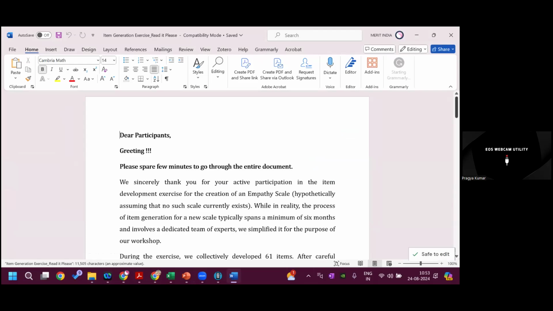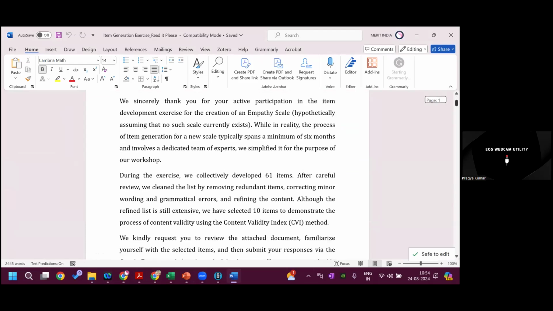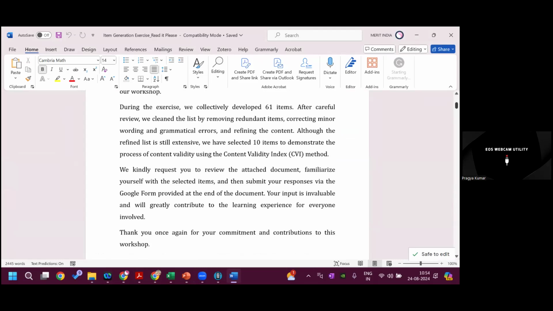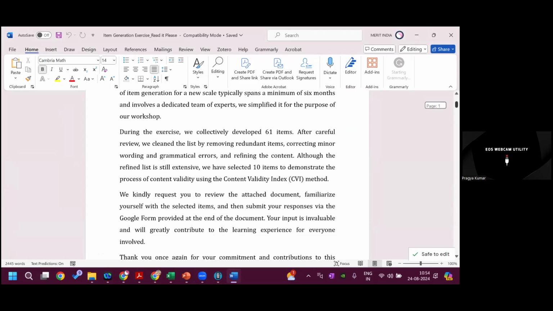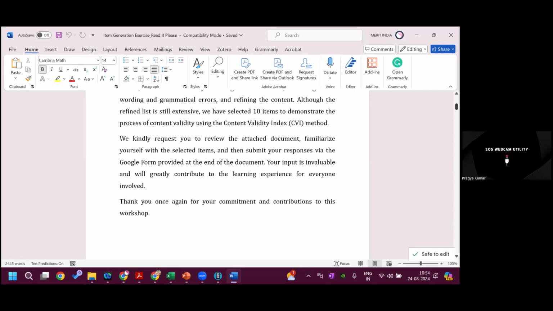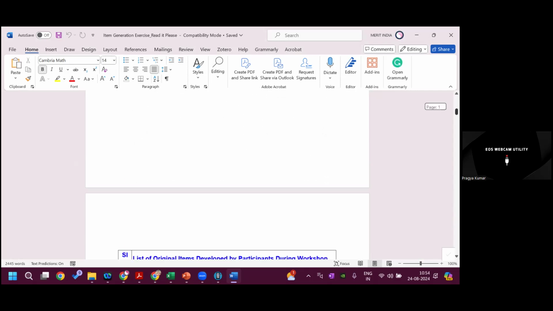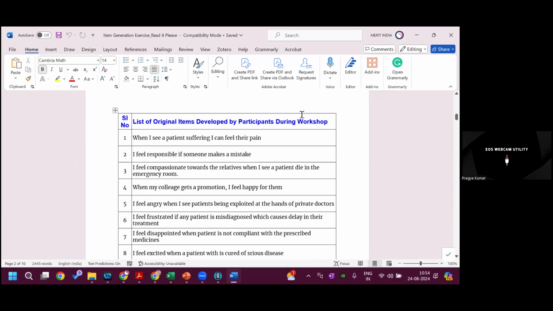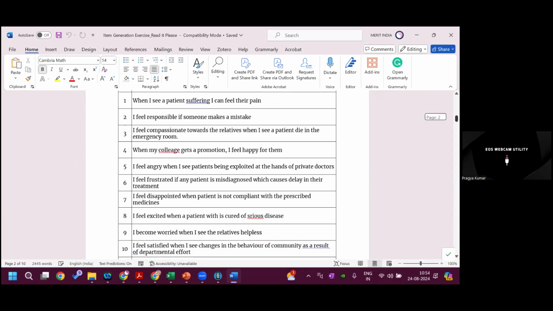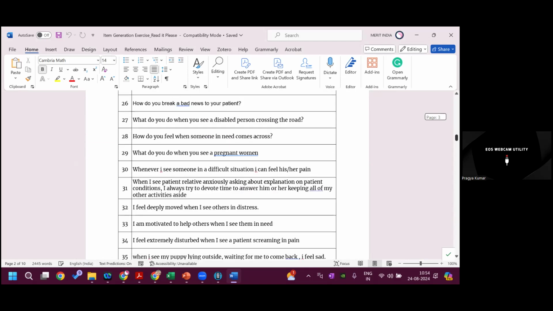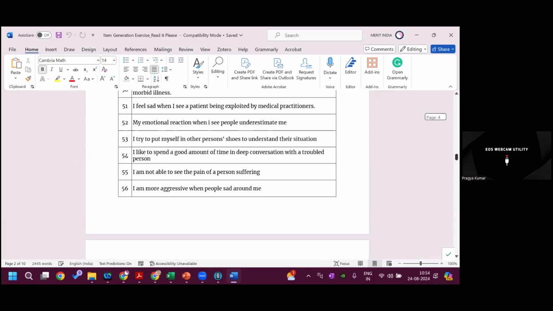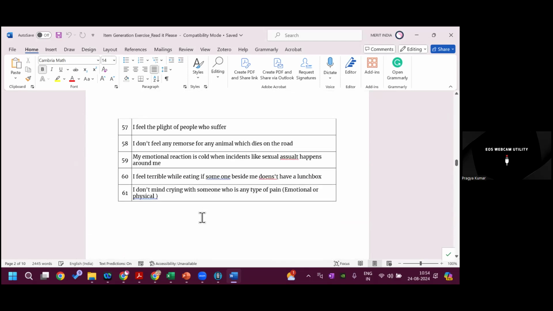So this was the sheet which was shared with you. There were 34 people who responded, and this was the content validity method. You were provided with a sheet, and this list which you see was the list of original items developed by the participants during the workshop. If you see, there were 1, 2, 3, 4, total of how many? We got 61. So we had a total of 61 items.